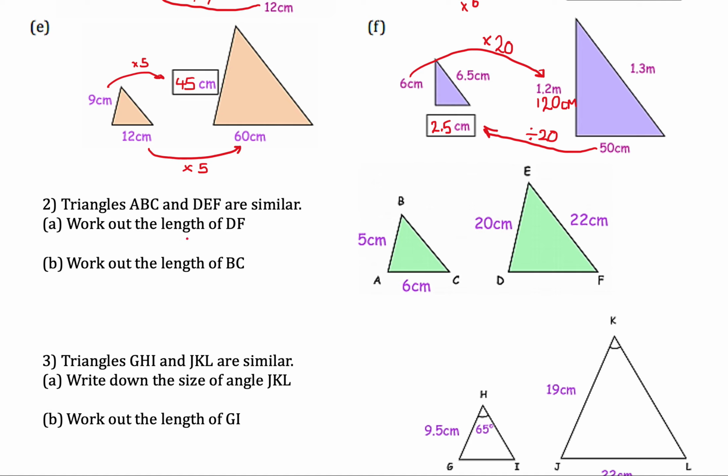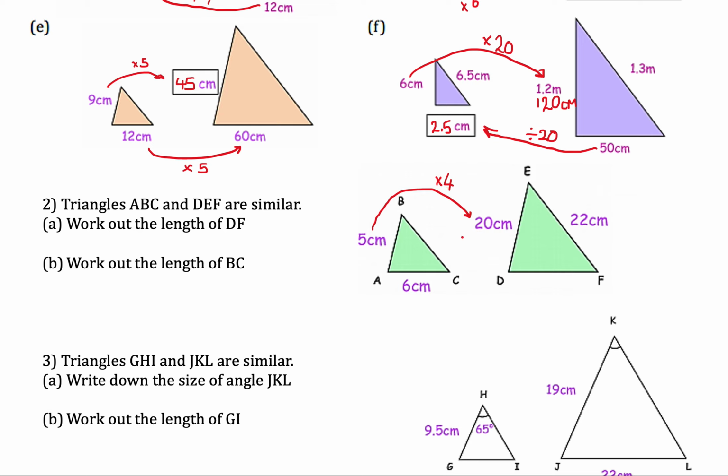Number 2, we are told that these two triangles are similar. Work out the length of DF. So these are exactly the same sort of questions. There's just not a box for something they want you to find. They've just used geometric notation. So first we've got to find the scale factor. So here's our corresponding sides that are going to give away that scale factor.